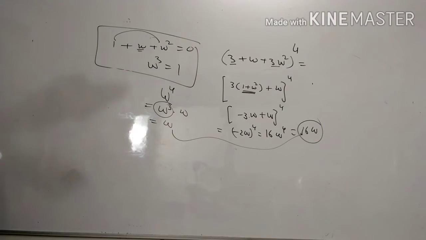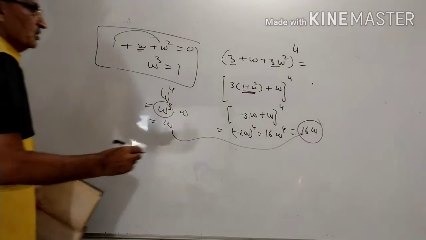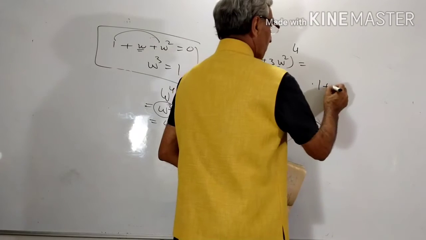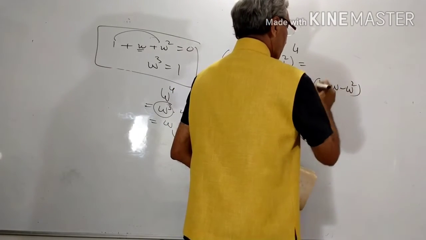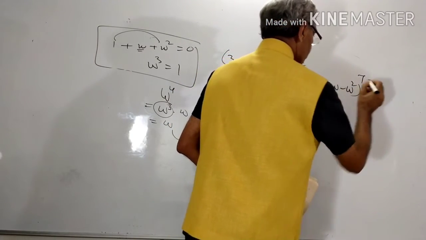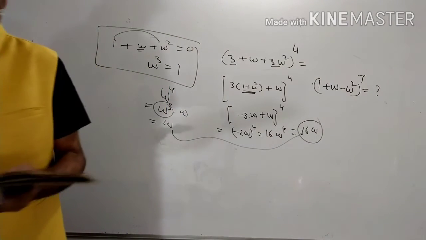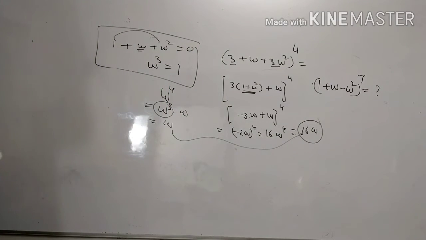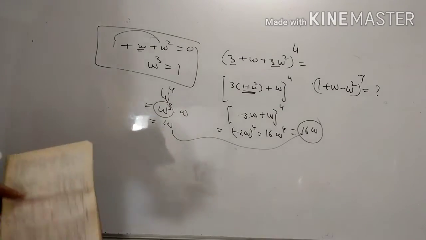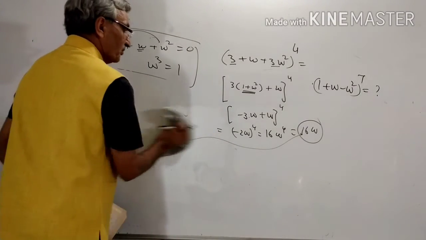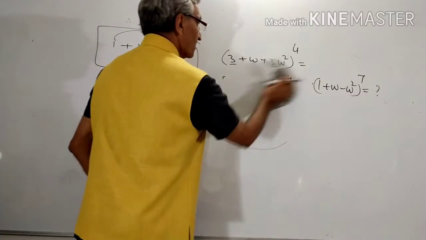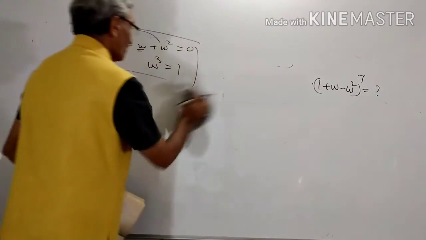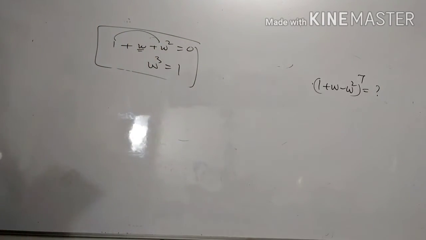My next question is, what is (1 plus omega minus omega square) raised to the power 7 equal to? The choices are 128 omega, 128 omega square, or minus 128 omega. What is this? Well, here we go.